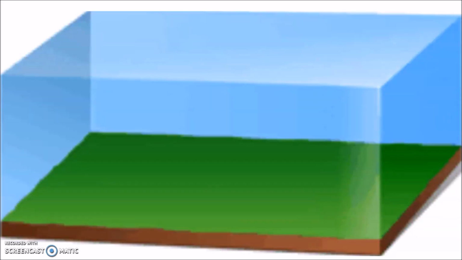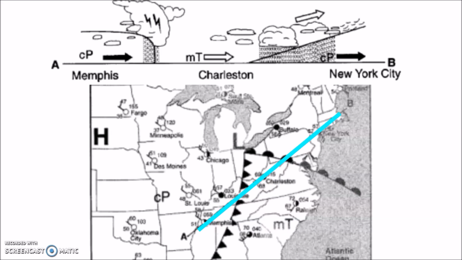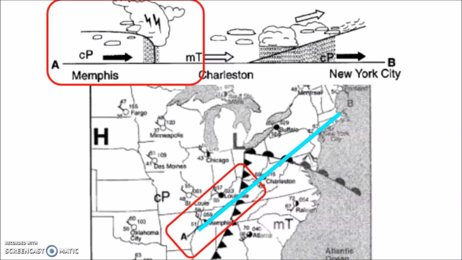Look at the blue line from A to B that's going through two different fronts, a cold front and a warm front. The first thing you'll notice on the cold front cross section is that dry cold air is pushing warm wet air away.